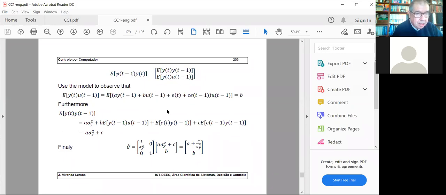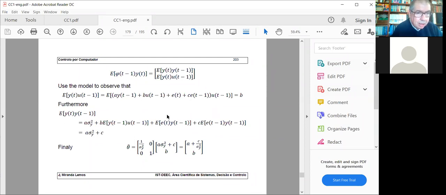And now you have u of t minus 1 times a y of t minus 1. Now remember the model: y of t minus 1, according to the model, depends on u of t minus 2, u of t minus 3, and so on, if you go on iterating the model. And so this is 0 because u of t minus 1 is uncorrelated with it. So this whole expression just gives you b.